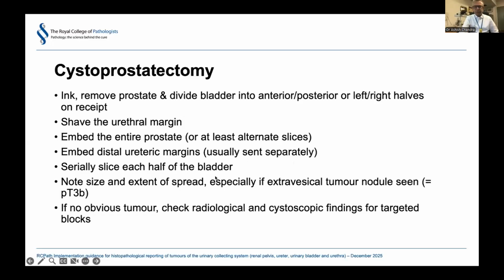And then, of course, you sample the bladder. Just note if there are any obvious visible tumor nodules in the fat, because that immediately gives you the stage of the tumor as pT3b. If there is no obvious tumor, as is often the case with the post-neoadjuvant treated specimens, which are more than half of the ones that we receive, then you should really do a quick check of the imaging and any cystoscopic findings. So you can just do some targeted sampling of the cystectomy specimen.